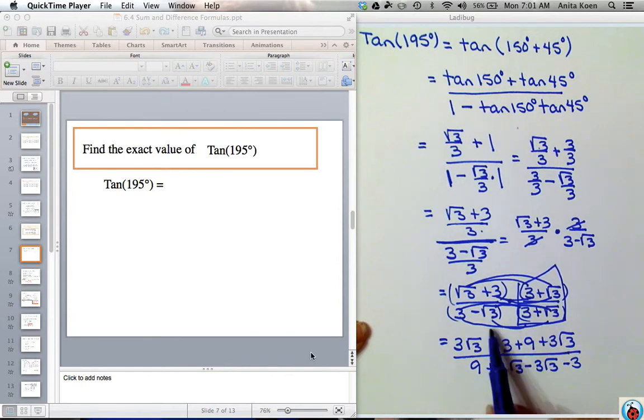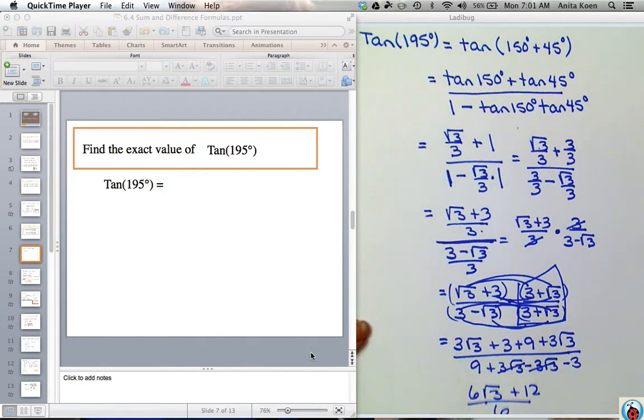Now, because we're multiplying conjugates in the denominator, these two in the middle will always cancel out, so that we will get here 6 square roots of 3 plus 12, because we're adding 3 square roots of 3 and 3 square roots of 3 to get 6 square roots of 3. 3 plus 9 is 12, over 9 minus 3, which is 6.